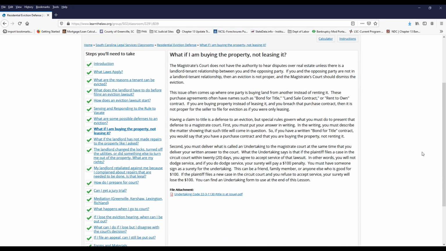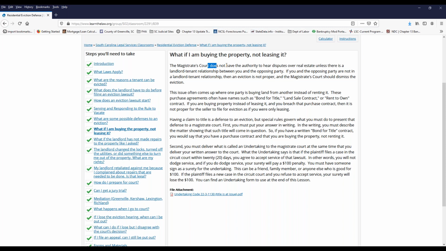Now, this is something that comes up a lot. We often get evictions where instead of the parties being in a landlord-tenant relationship, where one party is leasing and the other party is renting property, we get situations where somebody is buying property. And sometimes sellers will write things into their contracts that talk about how if there's a default, they can treat everything as rent, and then they'll go to magistrate court and try to have the person evicted as a tenant. This is not proper.